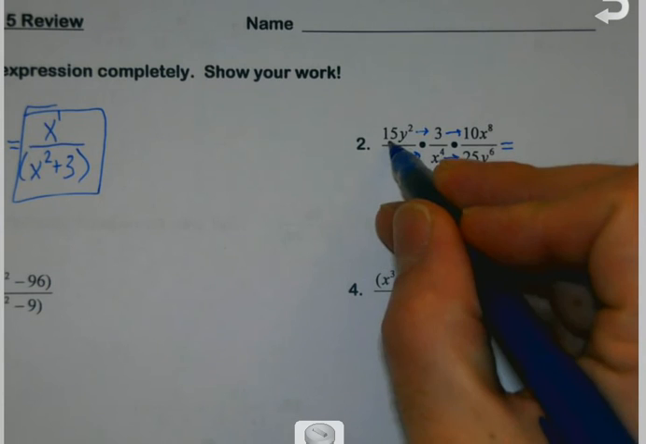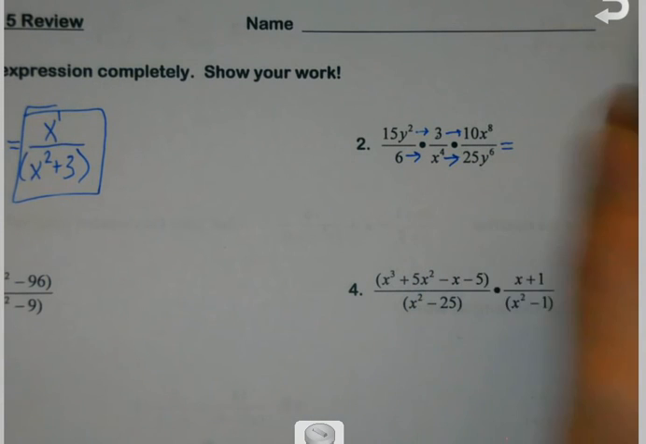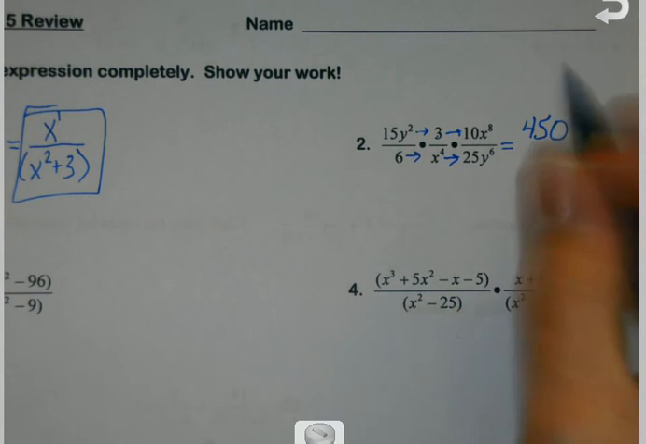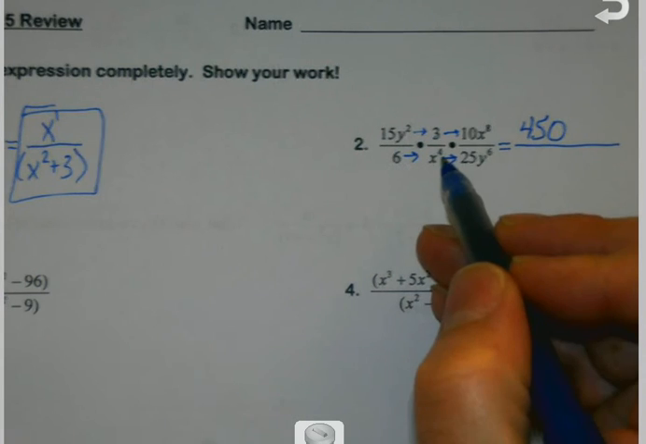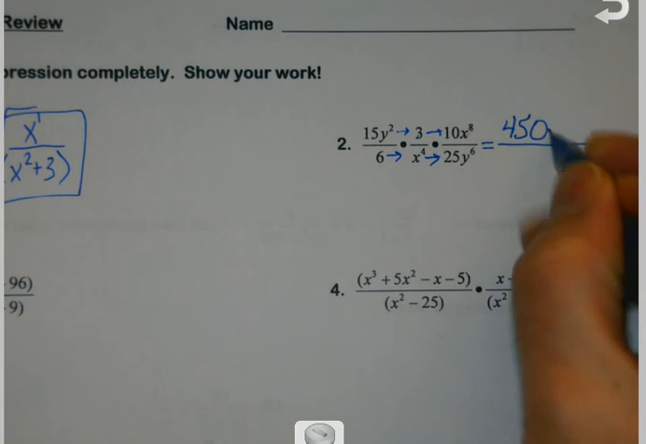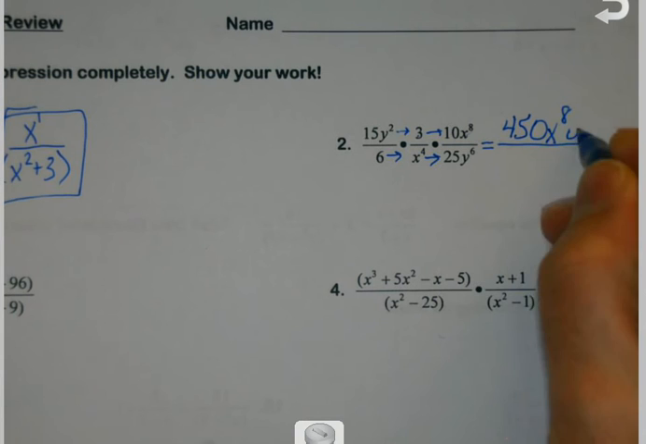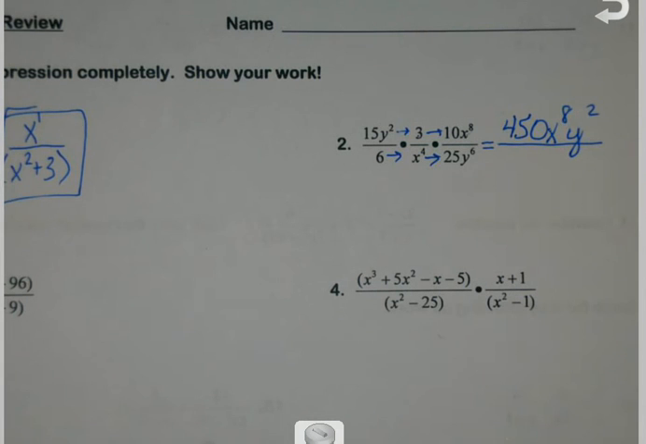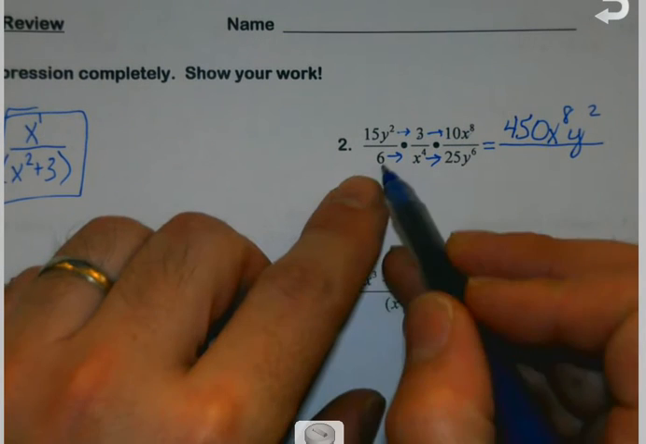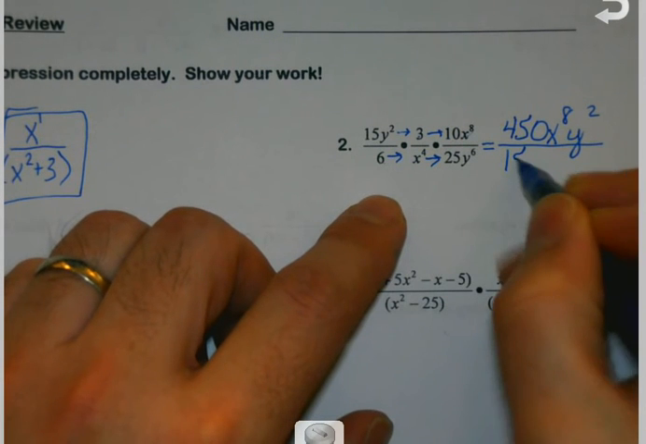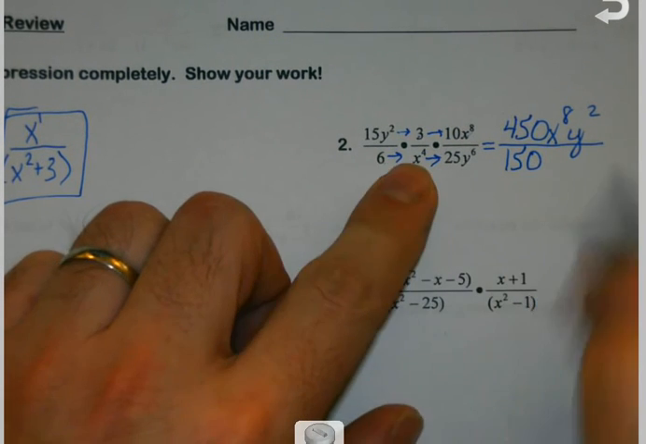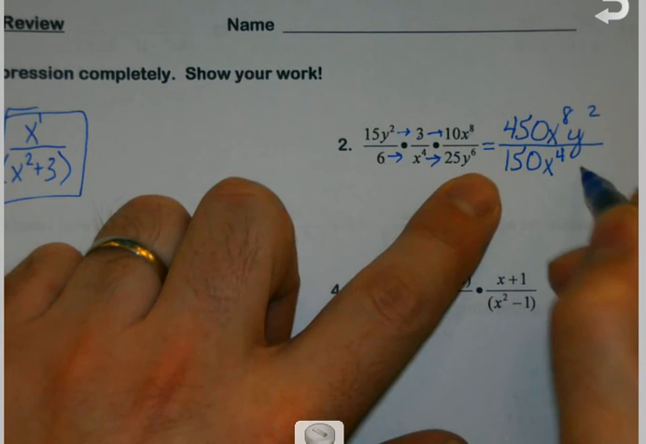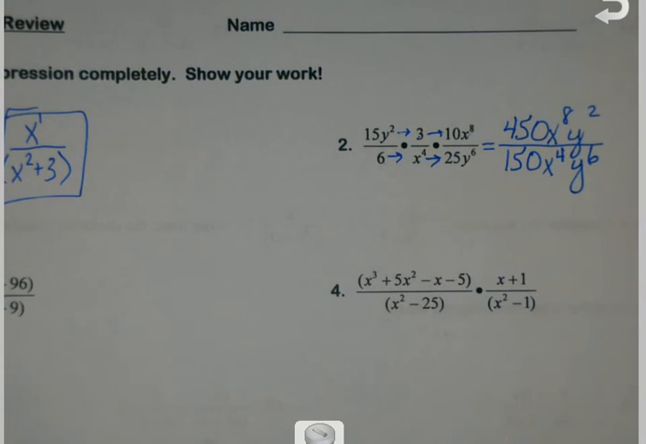So I multiply 15 times 3 times 10. Yep, 450. And then I look and I'm like, okay, there's no other x's up here. There's no other y's up here. And if you did the y's first, it's not a big deal. Then I do the same thing down below. 6 times 125 is 150. And again, I have some x's and some y's, but not where I can actually put them together at all.